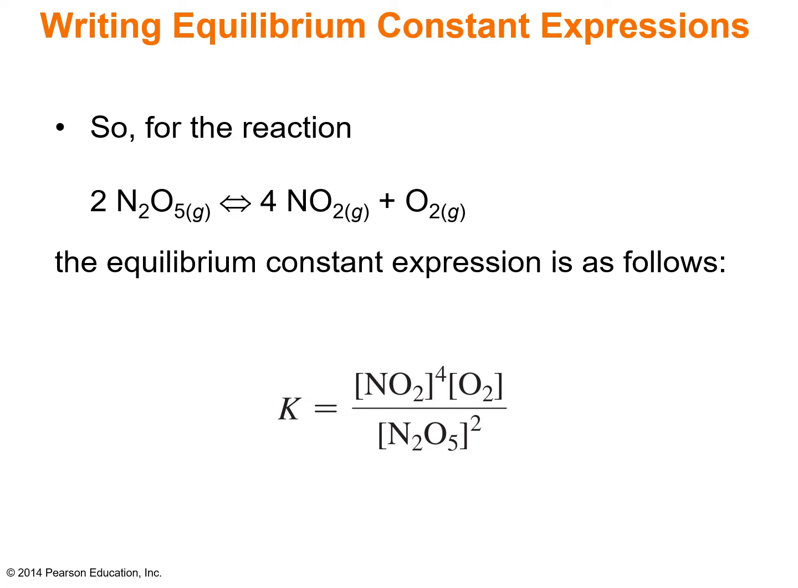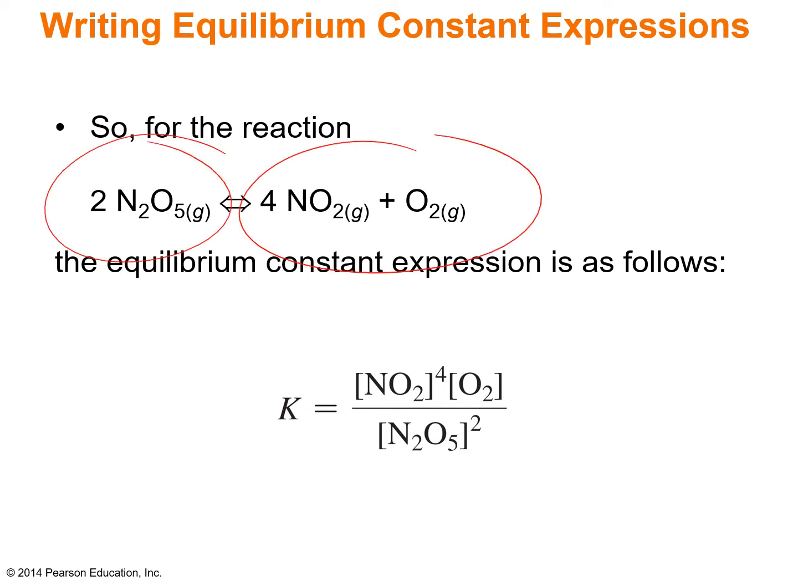2N2O5 gas yields, again, double arrow, meaning that the products can also form reactants. 4NO2 gas plus O2 gas. The equilibrium constant expression is as follows. Remember, it's always going to be products over reactants.